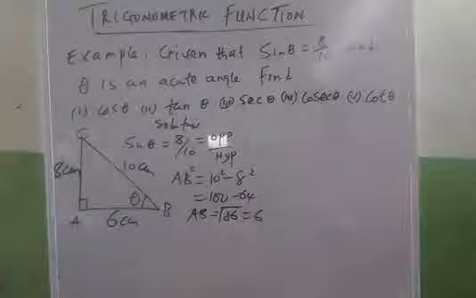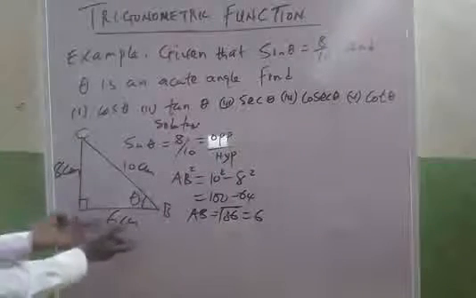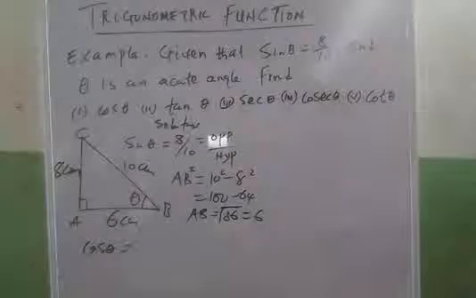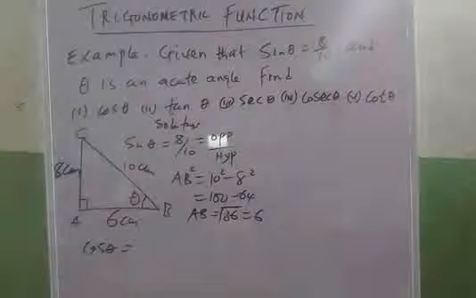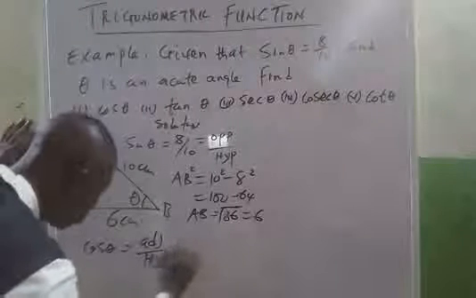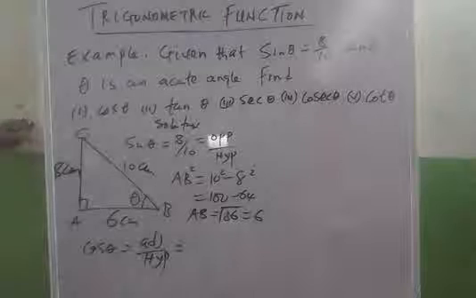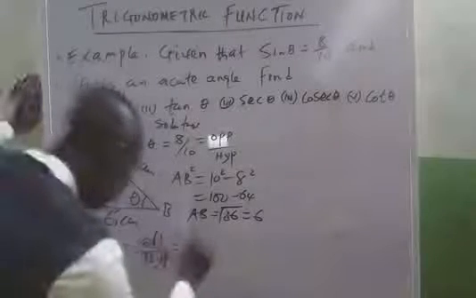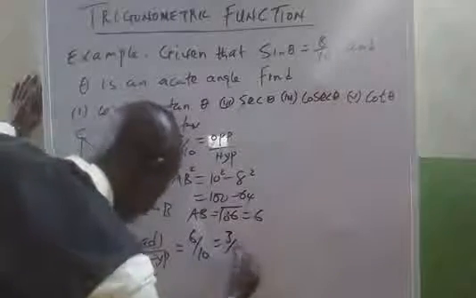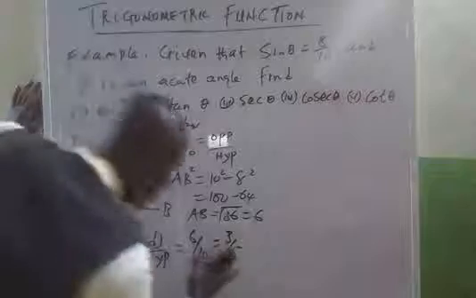Now we are to determine the value of cos theta. How do we know the adjacent? 6 centimeters. We said cos theta is adjacent over hypotenuse. Adjacent here is 6 over 10. If I divide through, that will give me 3 over 5.